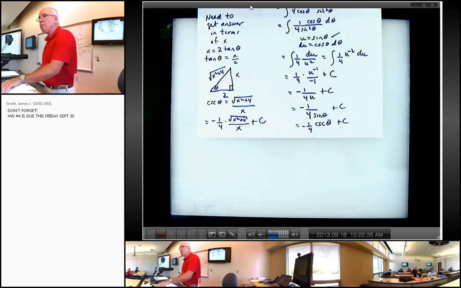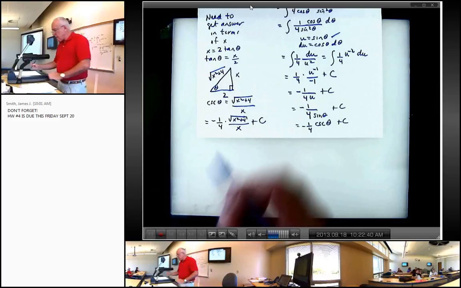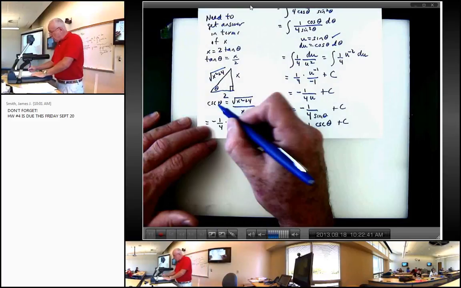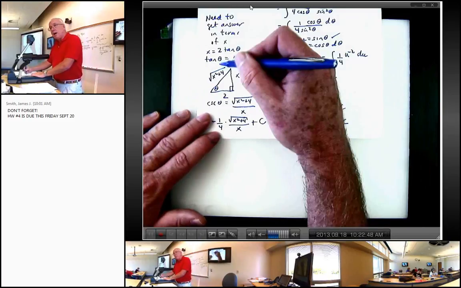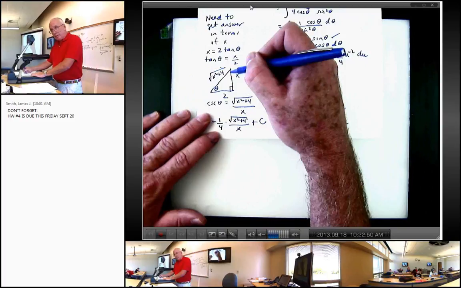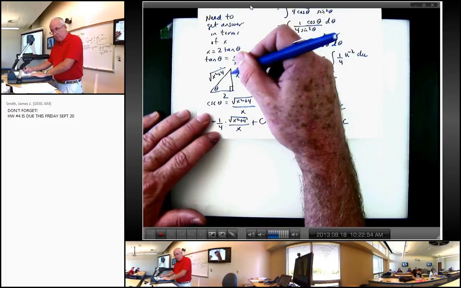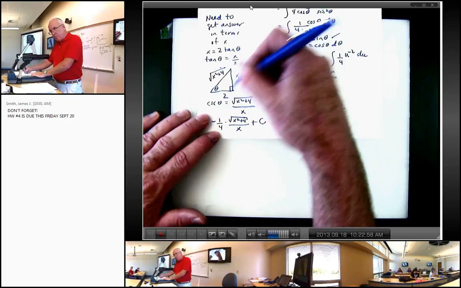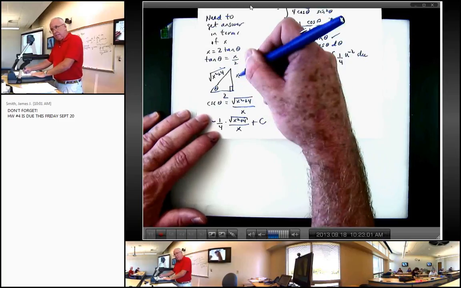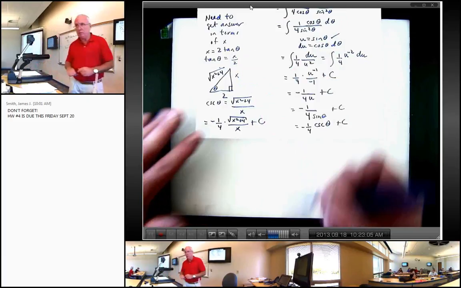Where did you get the denominator? Where did I get this denominator x? Because our antiderivative is the minus 1/4 of the cosecant. So the cosecant is the hypotenuse over the opposite. It's the reciprocal of the sine. So that's where the x, which I had put into my picture previously, is the opposite side. So that's why it goes down in the denominator there. All right? Okay.